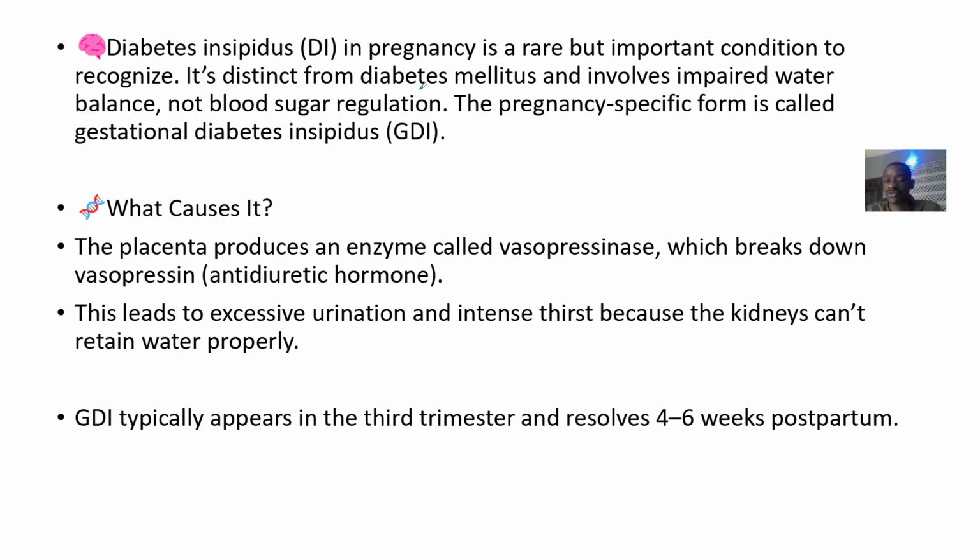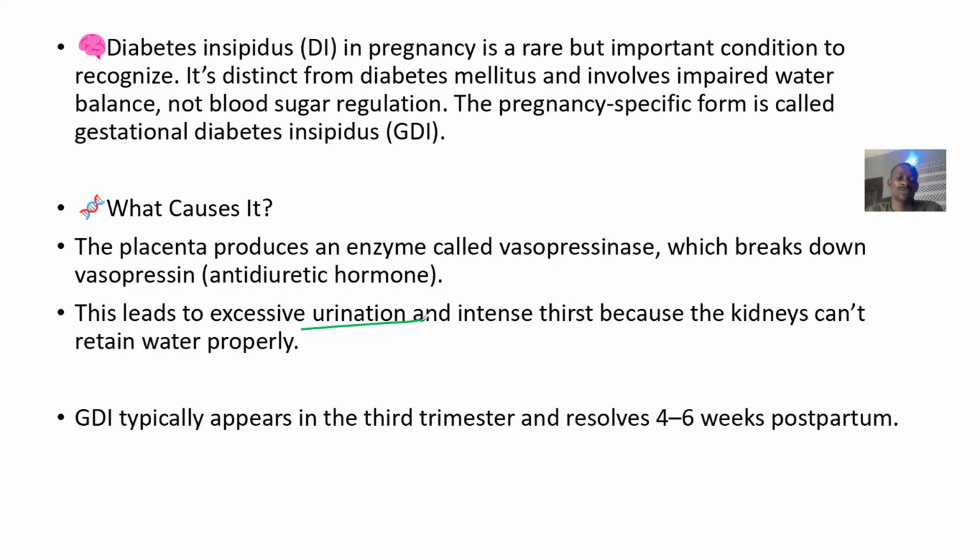Okay, so what causes it? The placenta produces an enzyme known as vasopressinase. Even if the antidiuretic hormone is released to stop the kidneys from producing dilute urine, the enzyme will go and break it down. So it leads to urine not having anything to control its formation, so there's too much urine. As you are losing urine, you are thirsty.